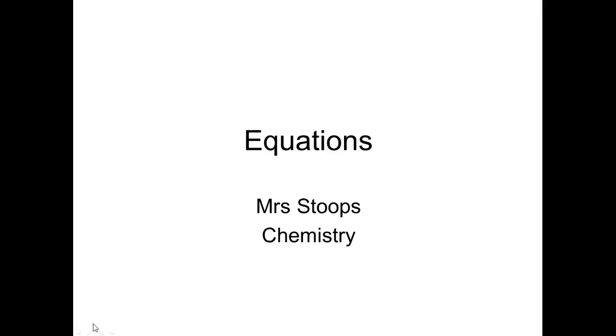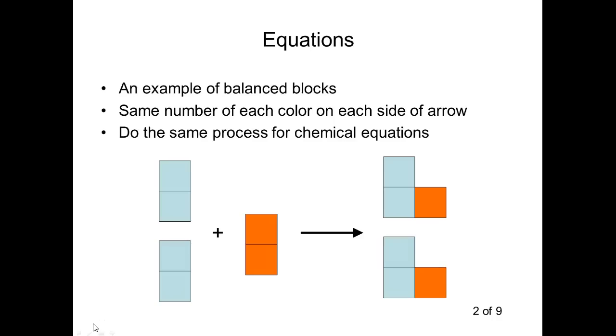Okay, this screencast is about writing and balancing equations. So an equation is something where you show the reactants and the products together. An equation has to follow the law of conservation of mass, meaning whatever's on the left side of the arrow has to go into the same things on the right side of the arrow. They can be rearranged, but they have to be in the same quantity on both sides.